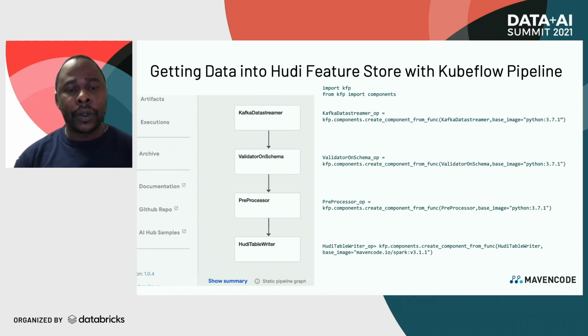Then the next thing we do is the pre-processing, where we might need to transform the data into a new form to make sure that it's in the format that we want to write in our data store as a feature. Once we've done the pre-processing and the transformation, we now write it to the Hudi table, where we just have it as a data frame that we write into the Hudi feature store. So we do all of this orchestration with Kubeflow Pipeline.